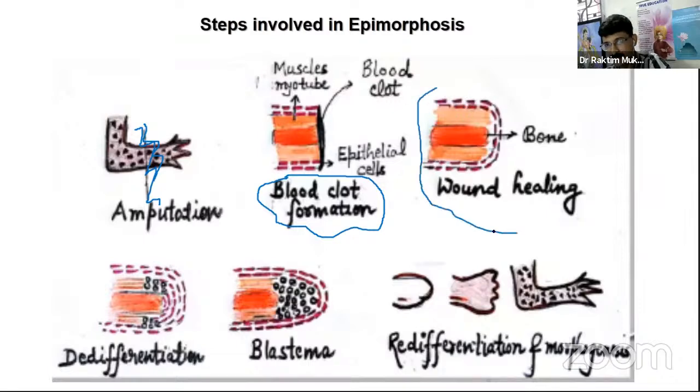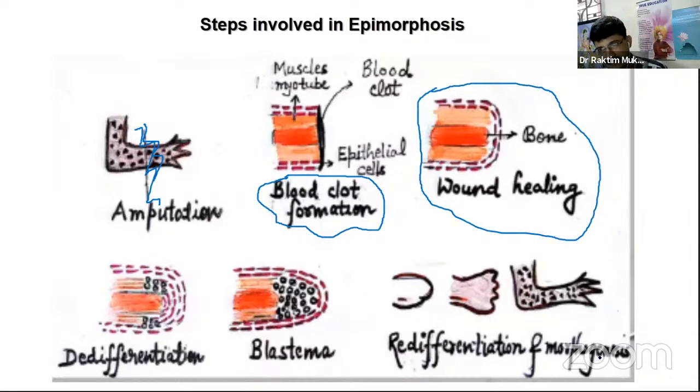It by itself is a separate developmental biology topic. Wound healing takes place, followed by dedifferentiation, blastema formation, redifferentiation, and morphogenesis. Some of the aspects of morphogenesis we just covered in our preceding part. This is how the steps are involved in epimorphosis.